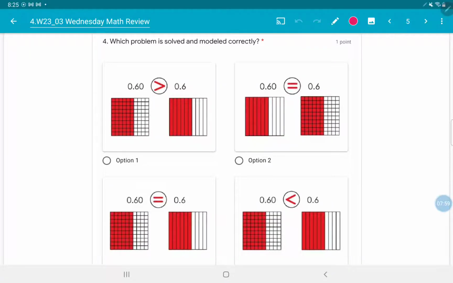Let's go down here to option 3. What do you think about option 3, Harper? I think that's right. Because it has the equal sign. It has the equal sign, correct, and it's shaded correctly. There's 60 hundredths shaded and 6 tenths shaded, and it shows that those are equal. So option 3 is your correct answer.